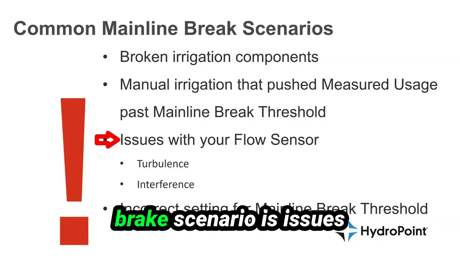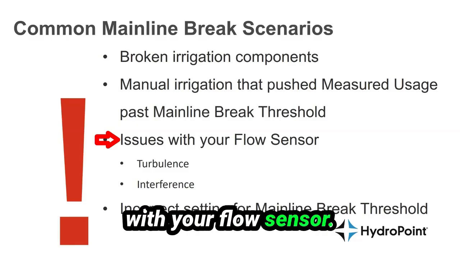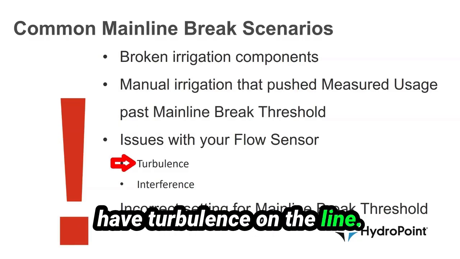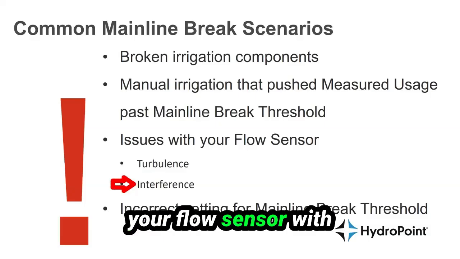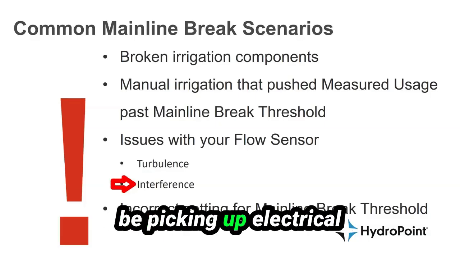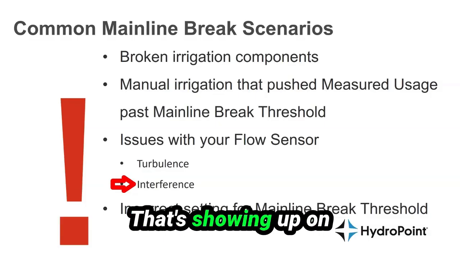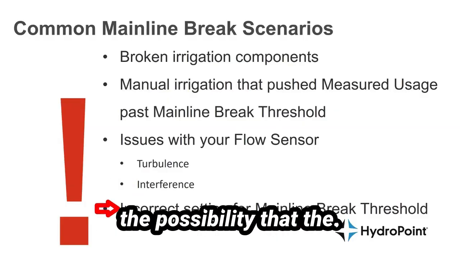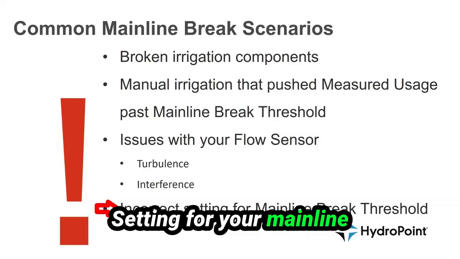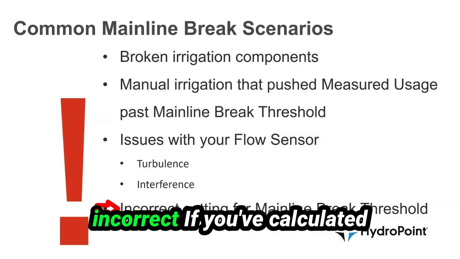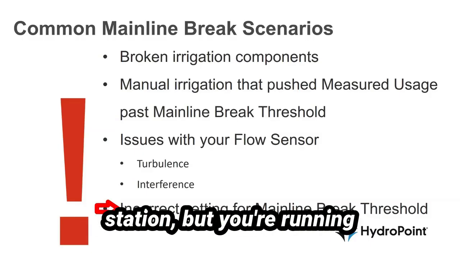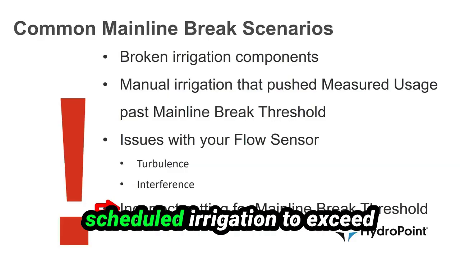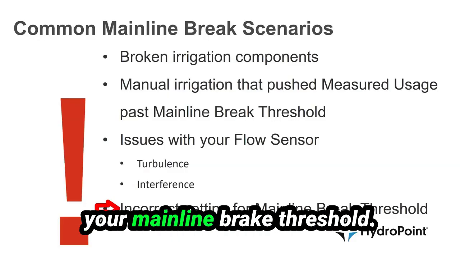Another common mainline break scenario is issues with your flow sensor. If your flow sensor hasn't been installed correctly, you might have turbulence on the line. Or if you haven't installed your flow sensor with shielded cable, you might be picking up electrical interference on your wire that's showing up on your controller as flow. And if this is a new installation, never overlook the possibility that the setting for your mainline break threshold might be incorrect. If you've calculated your threshold for your largest station, but you're running 2 stations at the same time, this is an easy way for scheduled irrigation to exceed your mainline break threshold.